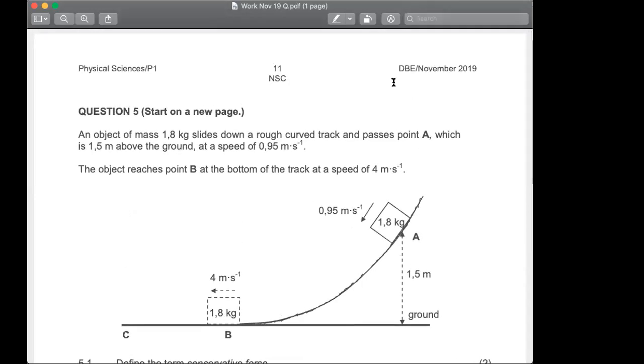To begin with, today we are looking at question 5, as I said, November 2019. Write it in your books. Let's look at a question.